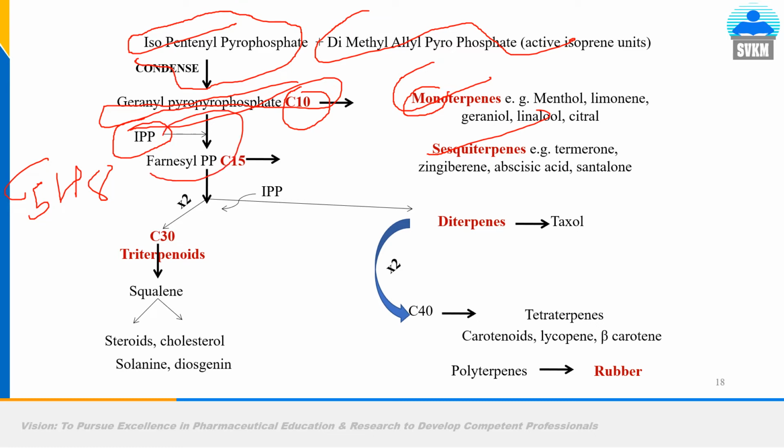Likewise, you will go on adding IPP and you will get higher types of chemicals, that is called triterpenoids, polyterpenes, rubber, lycopene, beta carotene. They are the examples of C40, that is tetraterpenoids. Tetra means 4, but here it will be 8. So C5H8 8 times will give you C40 structure, that is tetraterpenoids, and the examples are lycopene, beta carotene, and others.